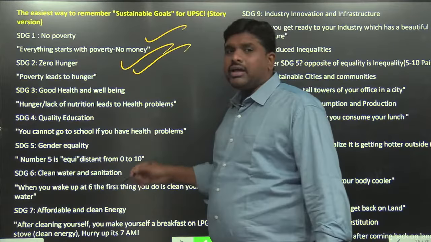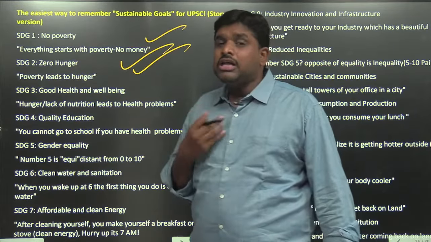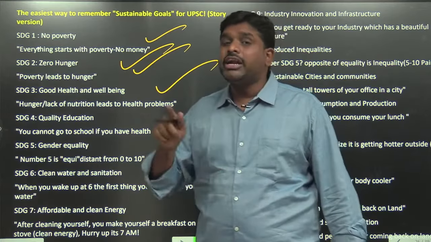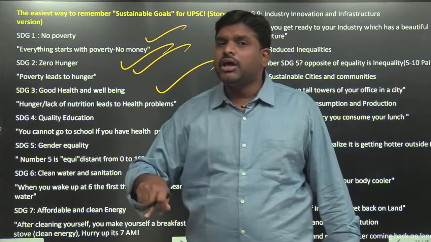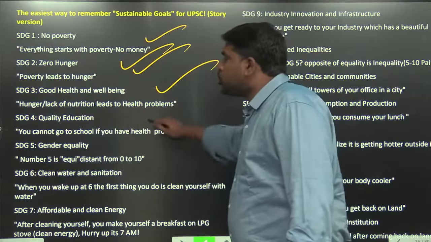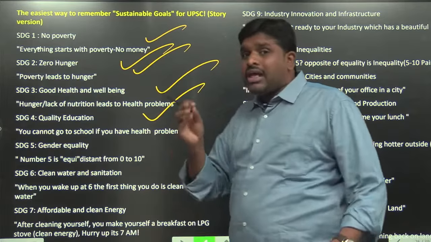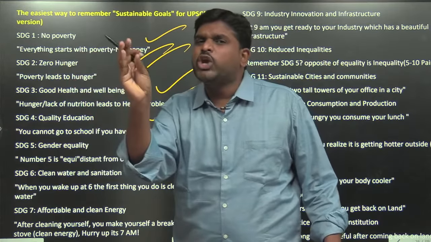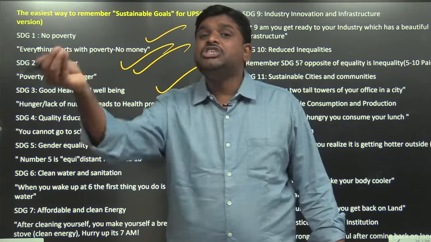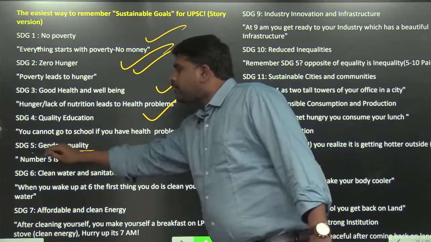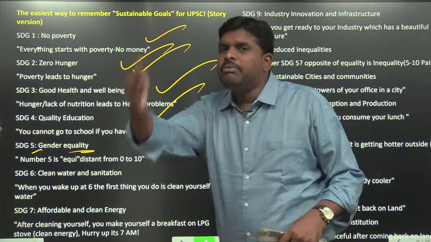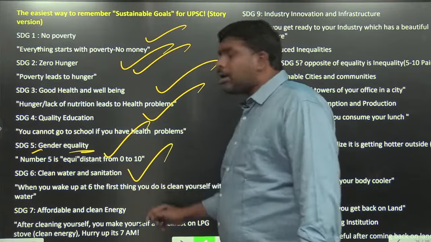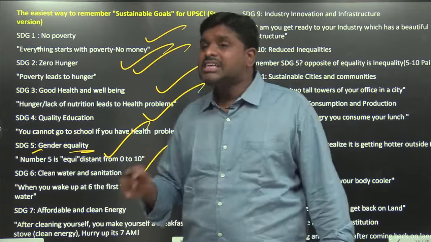Second, I have hunger. When I don't have proper food, then my health will be deteriorated. When my health is deteriorated, I cannot study. So no proper education, no quality education. When there is no proper education, who will be discriminated against with respect to limited education or limited food, whatever is available? Gender equality. Number 5 is in between 1 to 10, the middle point is 5. So gender equality is not there.